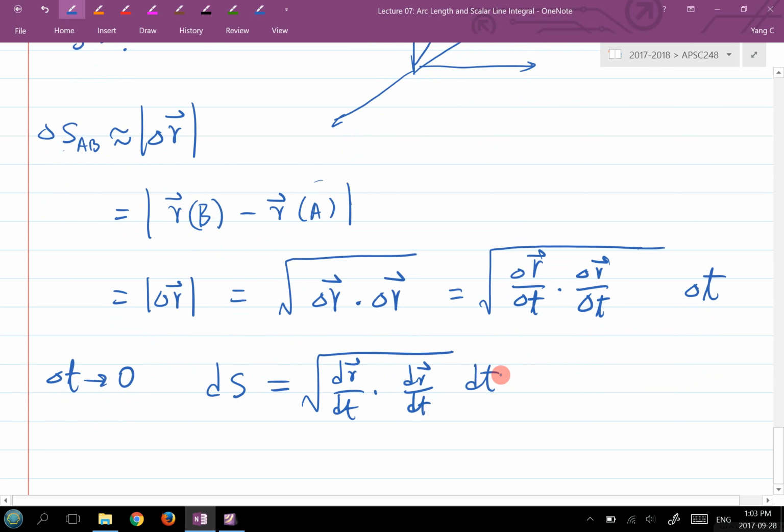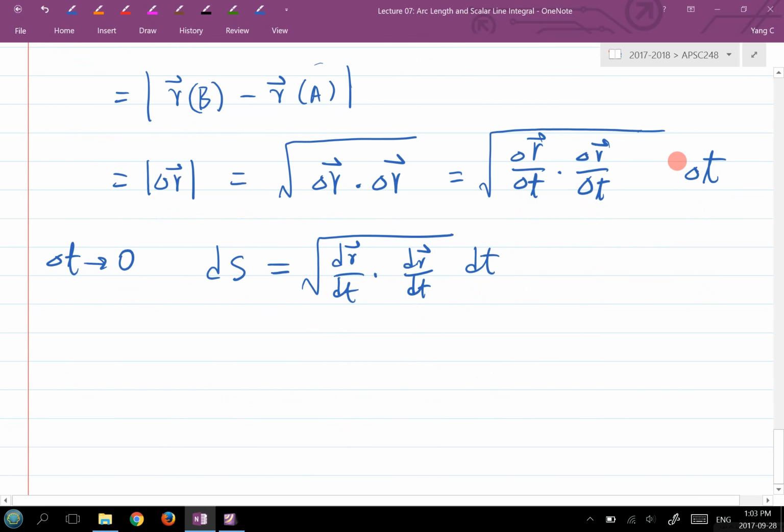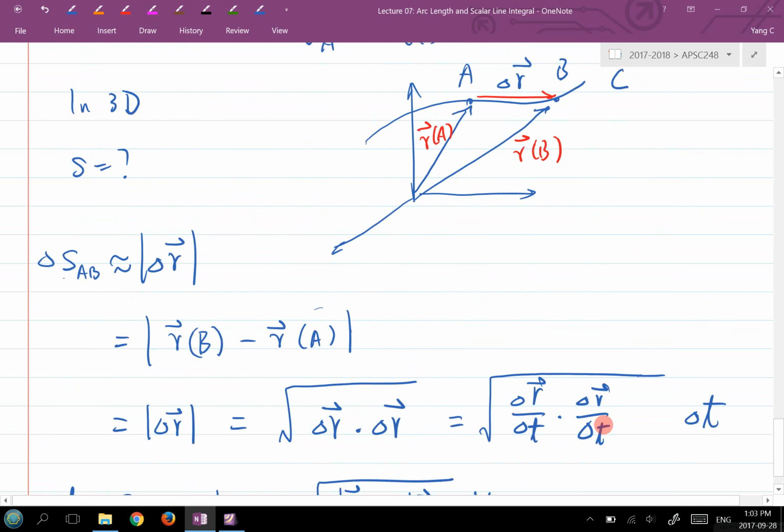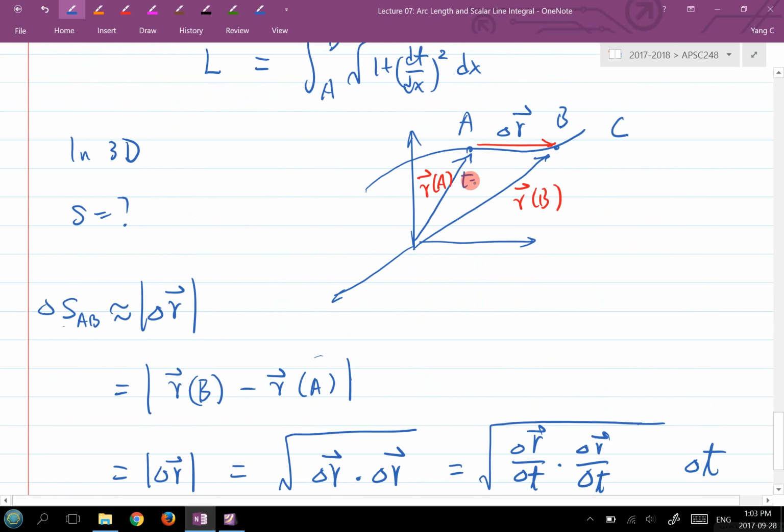Okay, it'll become this now. So now the arc length, infinitesimal arc length, is equal to this square root times dt. That's infinitesimal. What we're looking for is an arc length from a certain location to another location. Let's say at this location it's t equal to t1, at this location it's t equal to t2. So at t equal to t1 moment at A, t equal to t2 moment at B.